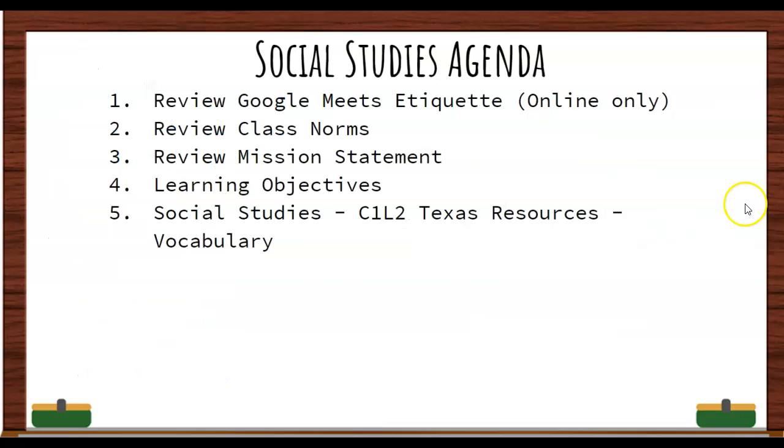We are going to review our Google Meets etiquette, review our class norms, our mission statements, our learning objective, and then we will work on Chapter 1, Lesson 2, Texas Resources Vocabulary. Guys, there is not an assignment in Canvas yet. There will be one where you are going to upload a copy of your vocabulary into it, okay? You are going to have to give me a minute to get all that open.